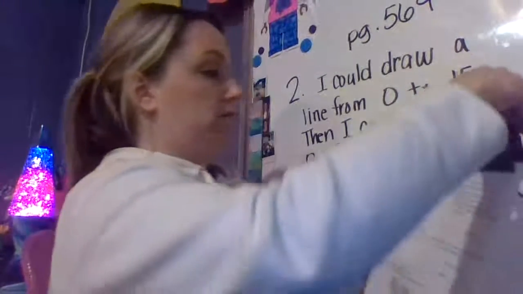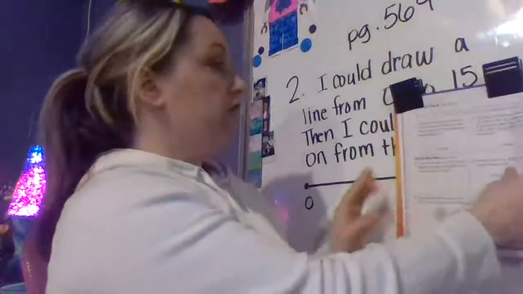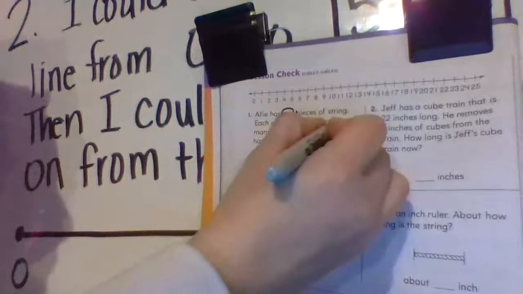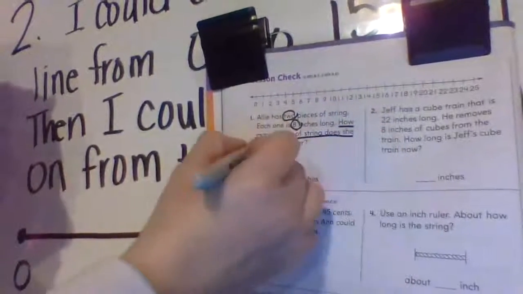All right, so taking a look at question number 1 on the back, it says, Allie has 2 pieces of string. Each one is 8 inches long. How many inches of string does she have altogether? So the first thing I'm going to do is circle that she has 2 pieces of string and that they're each 8 inches long. And we want to know how many inches does she have altogether.